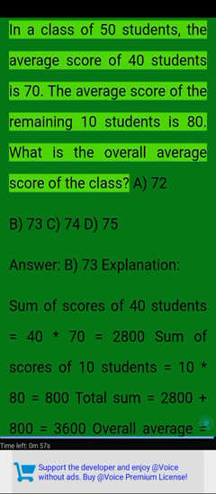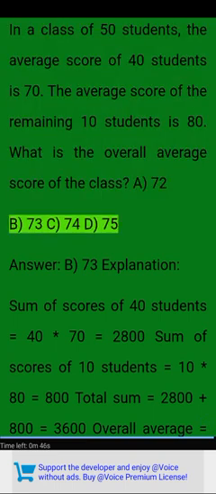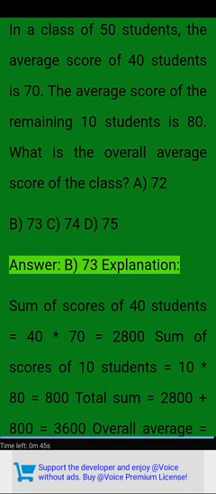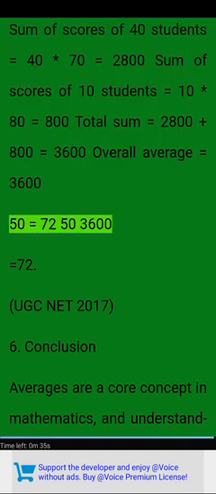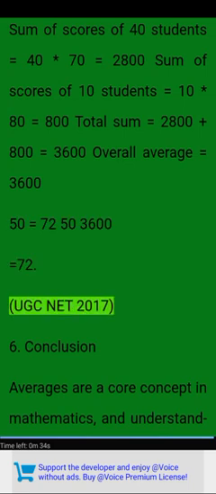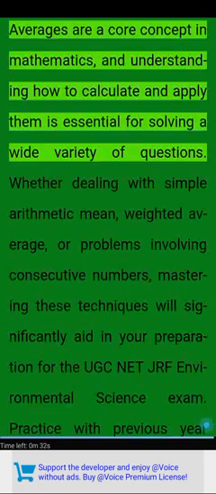UGC NET 2018. In a class of 50 students, the average score of 40 students is 70. The average score of the remaining 10 students is 80. What is the overall average score of the class? A. 72. B. 73. C. 74. D. 75. Answer: B, 73. Explanation: sum of scores of 40 students = 40 * 70 = 2,800. Sum of scores of 10 students = 10 * 80 = 800. Total sum = 2,800 + 800 = 3,600. Overall average = 3,600/50 = 72. UGC NET 2017.